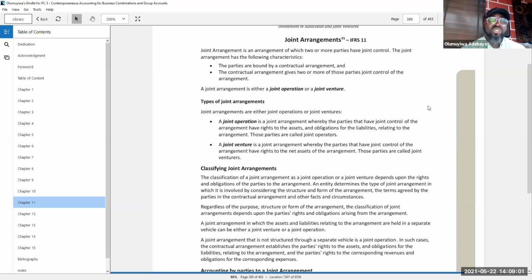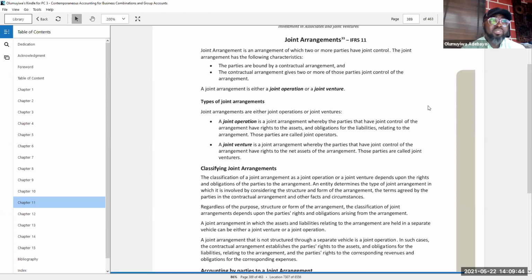A typical example of such is when two upstream entities come together to develop a field together by way of an arrangement that has been agreed. In such an instance, what has been created is a joint operation because each operator, or as the case may be, each interest holder will be entitled to his own portion of the operation based on the agreement.